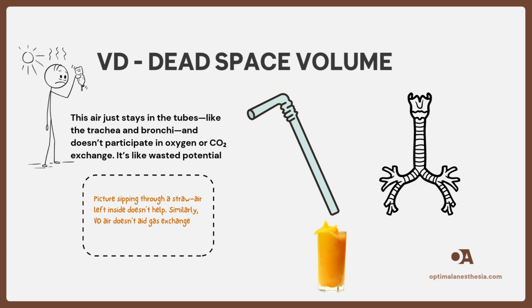Similarly, VD is the air that enters the respiratory system but never gets to the alveoli to do any real work in gas exchange. This air just stays in the tubes, like the trachea and bronchi, and doesn't participate in oxygen or CO2 exchange. It's like wasted potential.